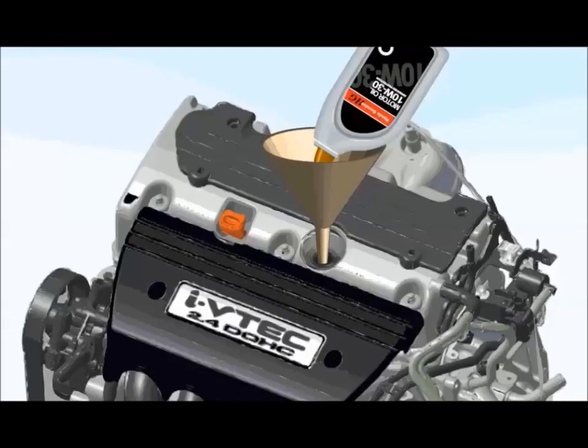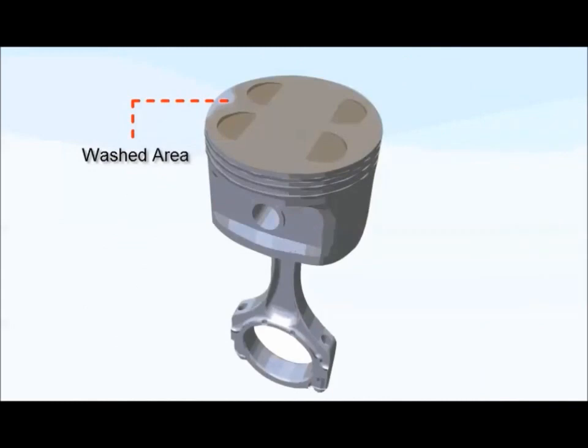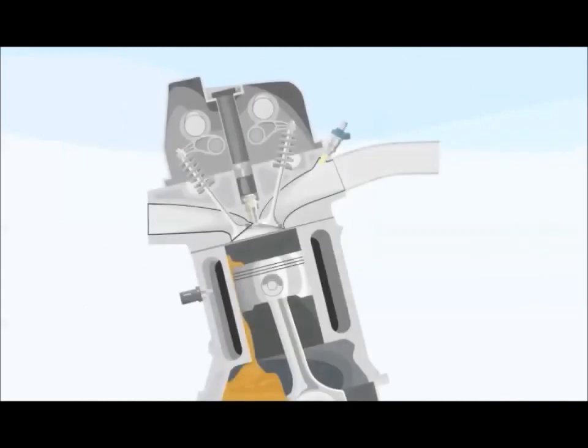For engines consuming too much oil, a cylinder wall inspection can identify scoring, while a piston top check may find a clean spot indicating oil washing past the rings.